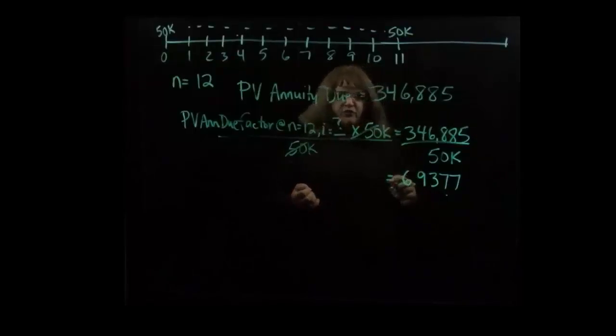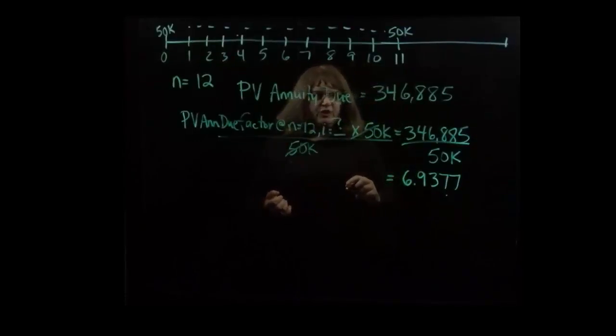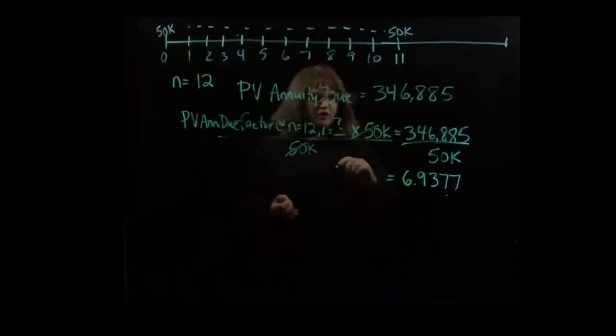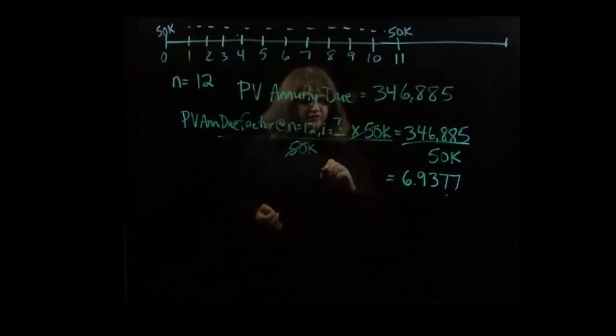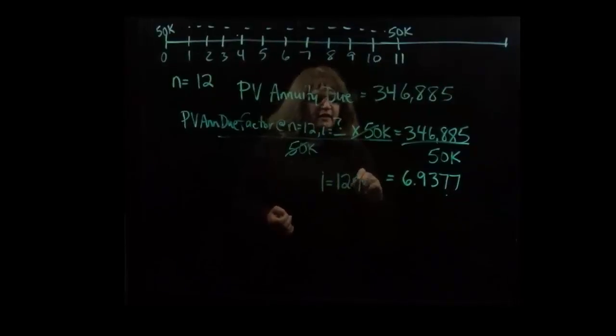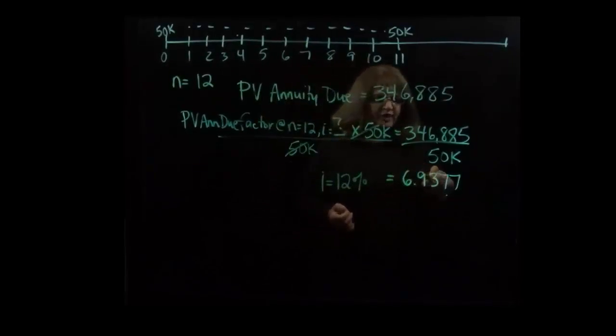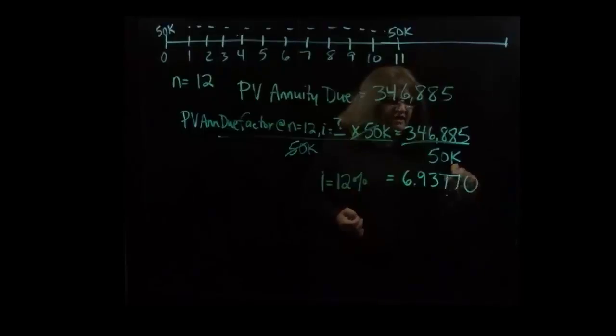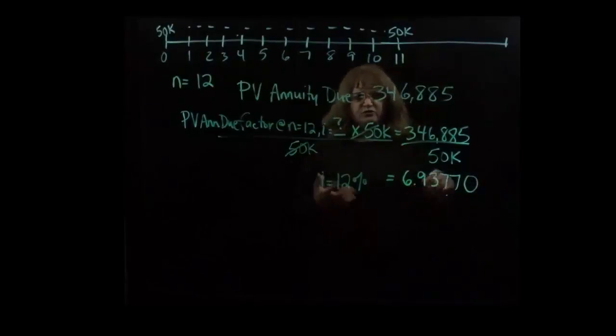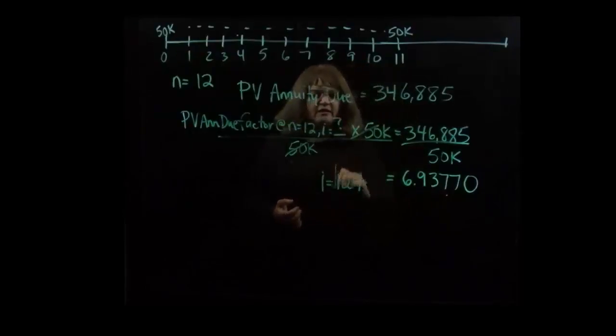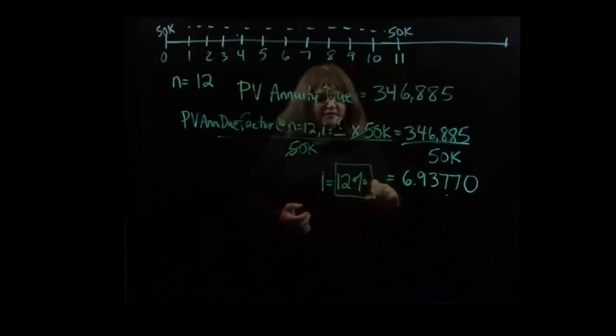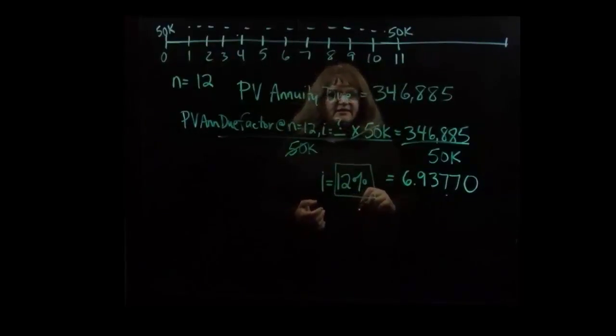Looking in the table for the present value of an annuity due in the n equals 12 row, we see that interest rate 12% has the factor 6.9377, and it has a 0 on the end of it, which of course doesn't change its value. So we can see that 12% is the interest rate that is implicit in this leasing agreement.